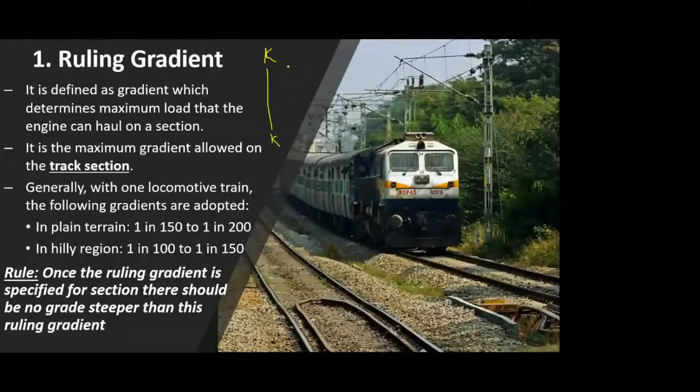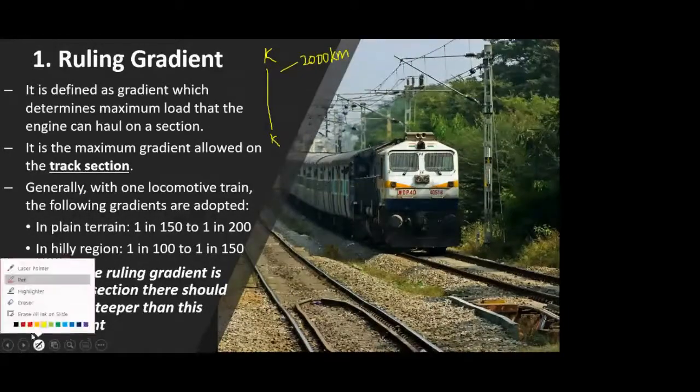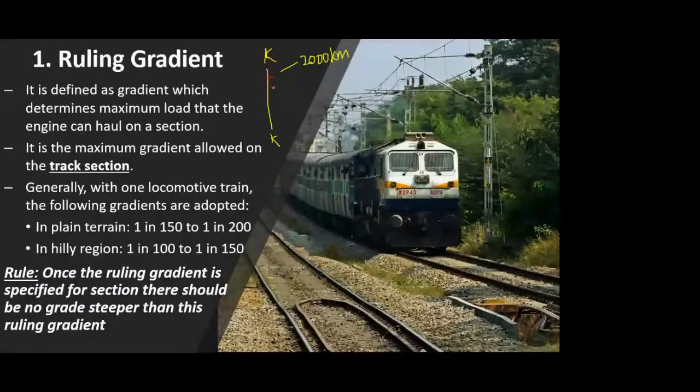Now suppose it's a 2000 kilometer track. This 2000 kilometer is never considered as a single railway track. It is divided into different sections, and the design of these sections also varies depending on the topography, because throughout the 2000 kilometers, the topography is not going to be the same. So if you consider a particular section, that section can be anywhere in tens of kilometers or even hundreds of kilometers, but it is generally kept as optimum as possible.